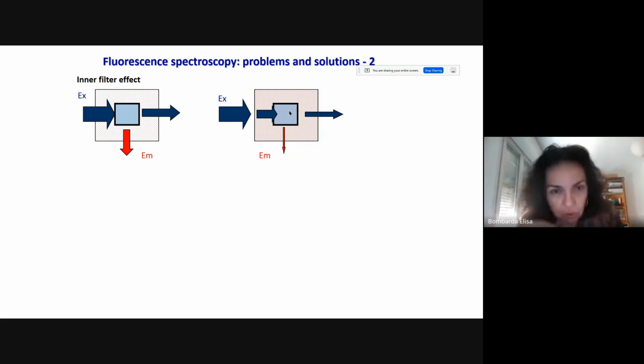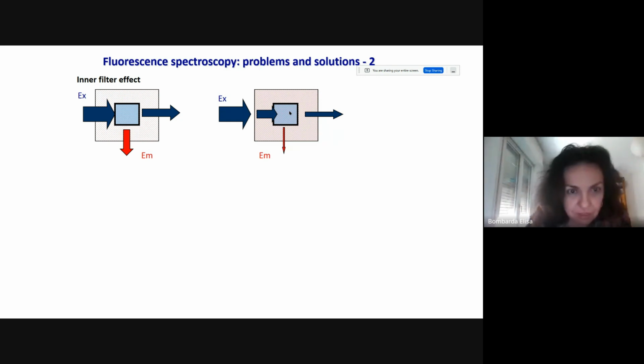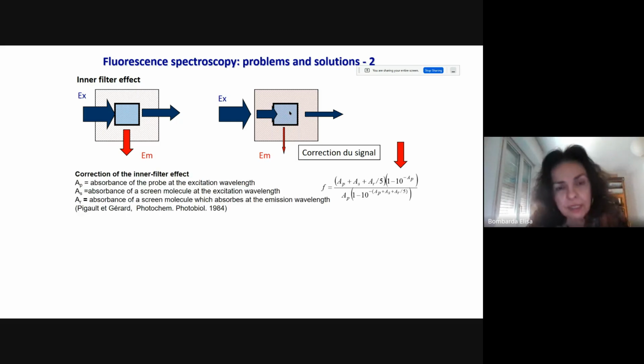So let's see what is the reason. No, it's not a quenching effect. It's simply that the molecules were not excited. So it's a different story. So, correction of the signal.